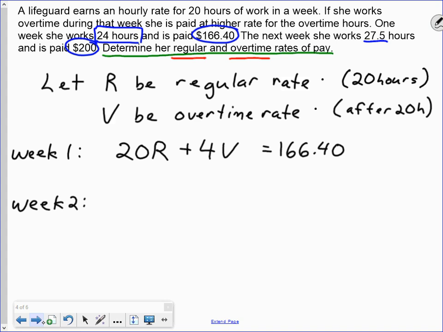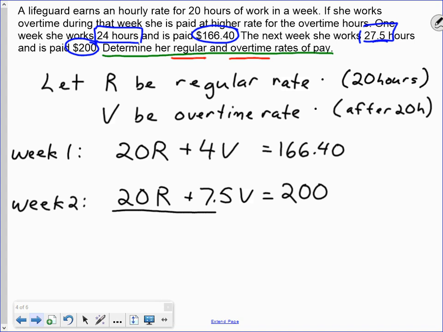What about the next week? She worked a total of 27.5 hours in the second week. Again, that's going to be 20 hours at the regular rate and this time 7.5 hours at the overtime rate. She earned a total of $200. So this is the system that we have to solve. Now this is beautifully set up to use elimination here. All we have to do is subtract these two equations because these two 20Rs are going to cancel out.